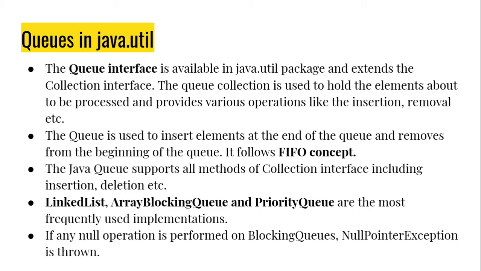If any null operation is performed on the blocking queues, a null pointer exception is thrown, because the queue interface is a reference data type implementation. So if the pointer of those addresses is null, there will be a thrown exception. But the most common utilization of the queue interface is the linked list implementation.